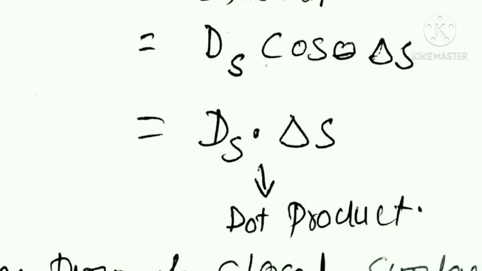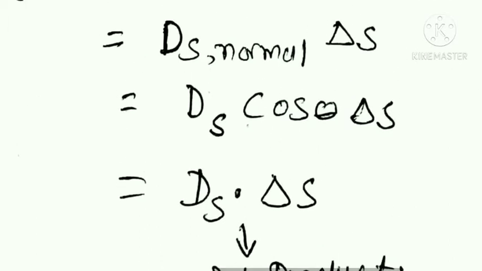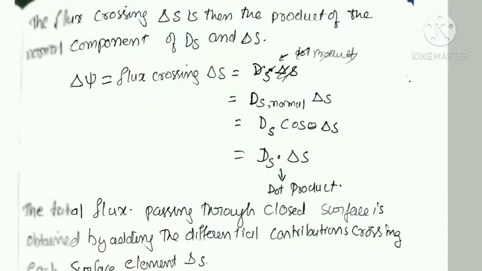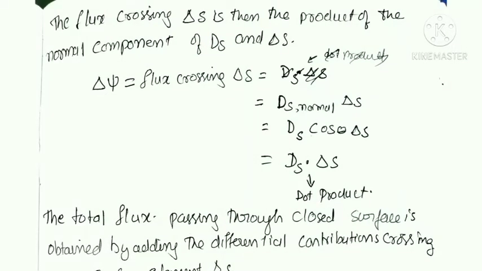The dot product is given by a dot b equals a times b cos theta, where theta is the angle between a and b. Here it is the same thing: D cos theta times delta S. So through the dot product of D and delta S, that is flux density times delta S, we can calculate the differential flux. This is the differential flux through the differential surface delta S.